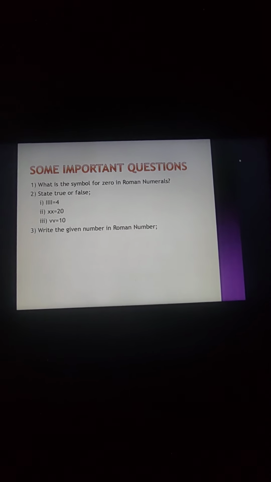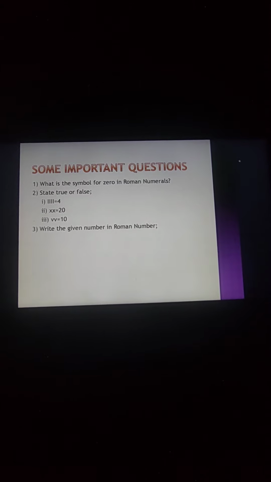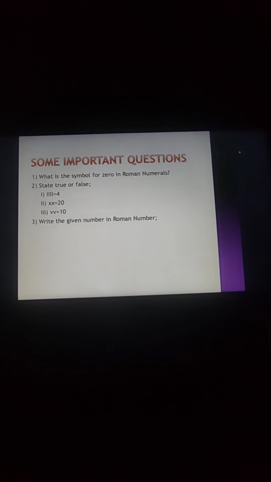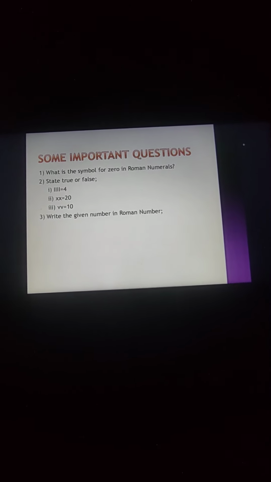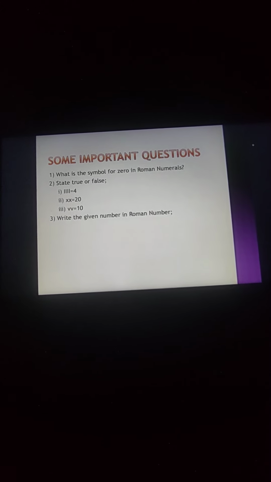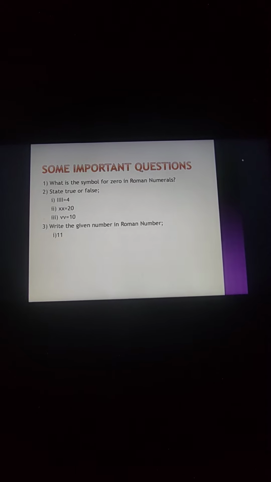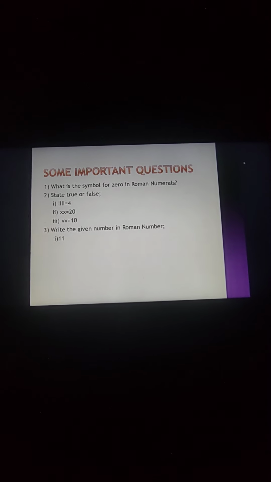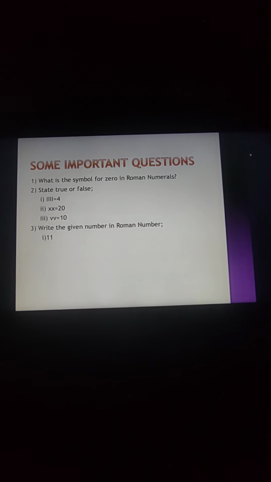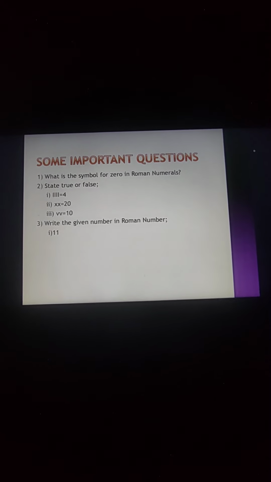Clear? Now let's move on to the next type of question, that is write the given number in Roman numeral. In this, some numbers will be given in Hindu Arabic and you have to convert them into Roman numeral. For example, you see the first question is 11. How can you write 11 in Roman numeral?